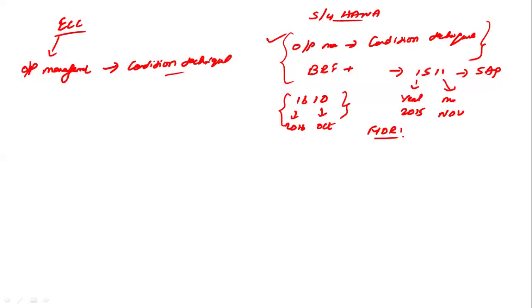Okay. So we discussed regarding output management. We discussed how we are going to trigger the outputs, and on what condition we are going to trigger this. And we also discussed what the different types of output management are in ECC and S4. First thing, you need to decide on what conditions we are going to trigger this output. To decide those conditions, you need to create a condition table.